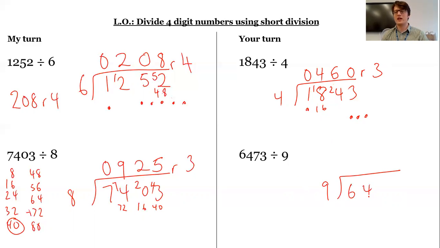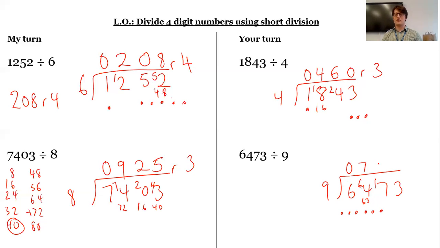Now again, this one, if you're not really happy with your 9 times table, you might have written this out to help you. But 9 goes into 6 no times. Again, think, here's my 6. I can't make a group of 9 yet, so I'm going to have to regroup. 9 goes into 64 7 times, which is 63. 9 times 7 is 63, leaving 1 left over.